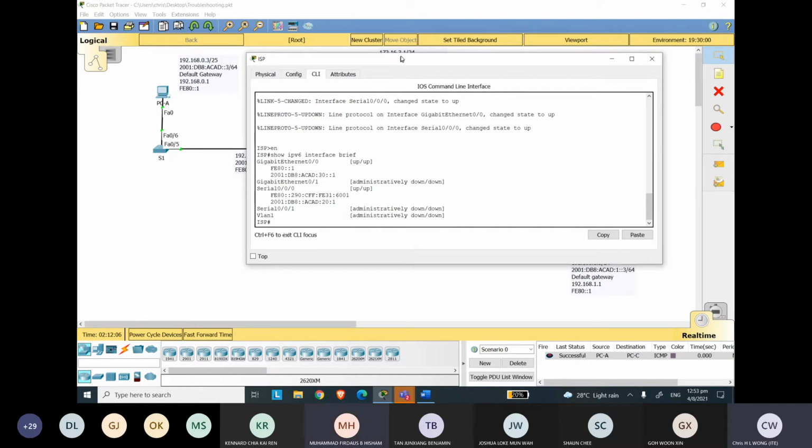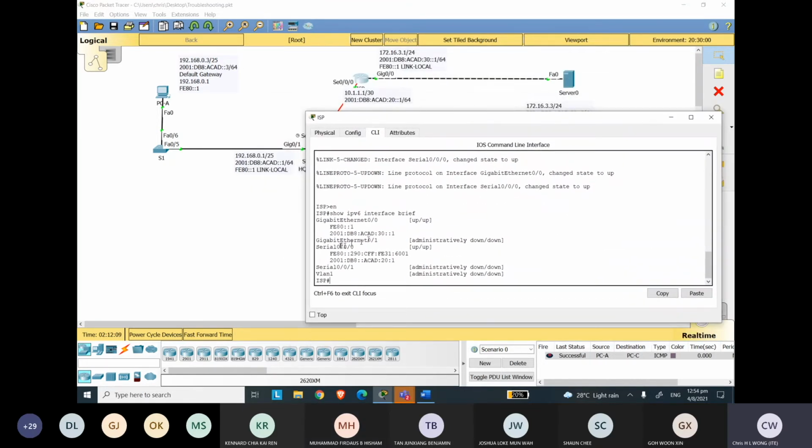Okay, let's check one at a time. G0/0 is 30 colon. G0/0 is here, right? So this is okay now. Your G0, the serial port is wrong. Okay, let me check. With the G0, nothing.